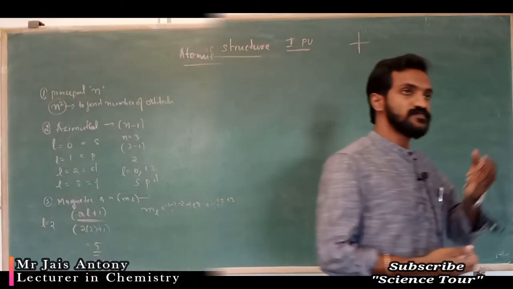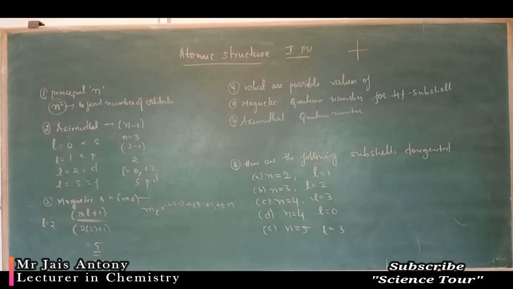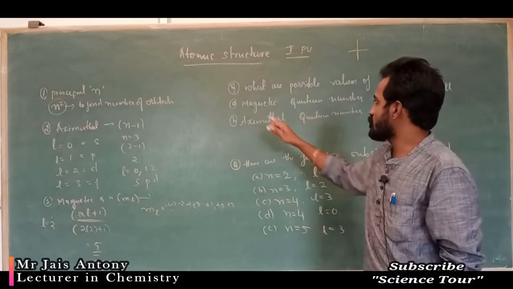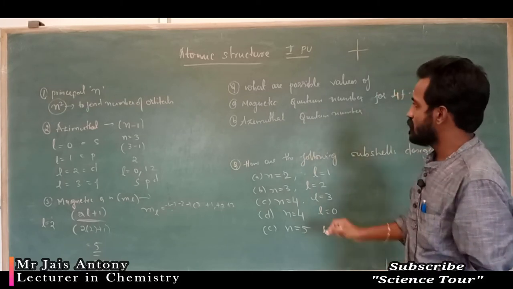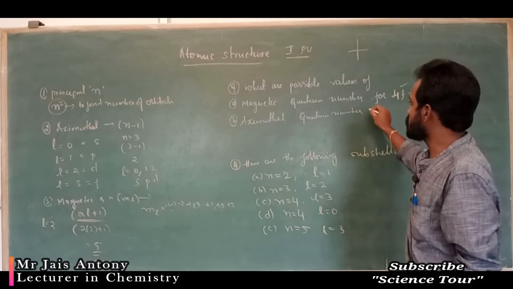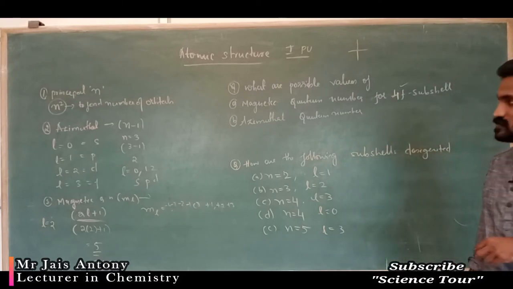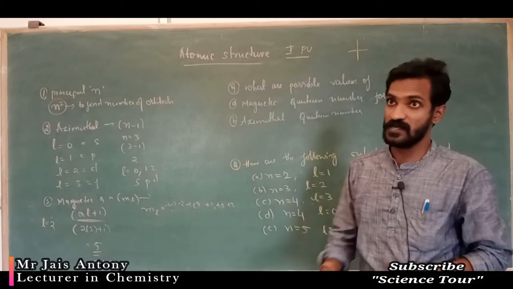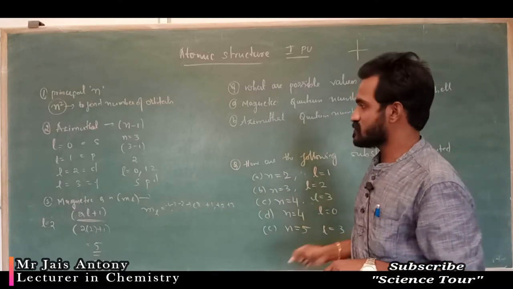Okay, my dear students, in this one mainly we will do the problems. What are the possible values? Question A: magnetic quantum number of the 4F subshell. You have to find the magnetic quantum numbers of the 4F subshell, and the azimuthal quantum number of that particular subshell.